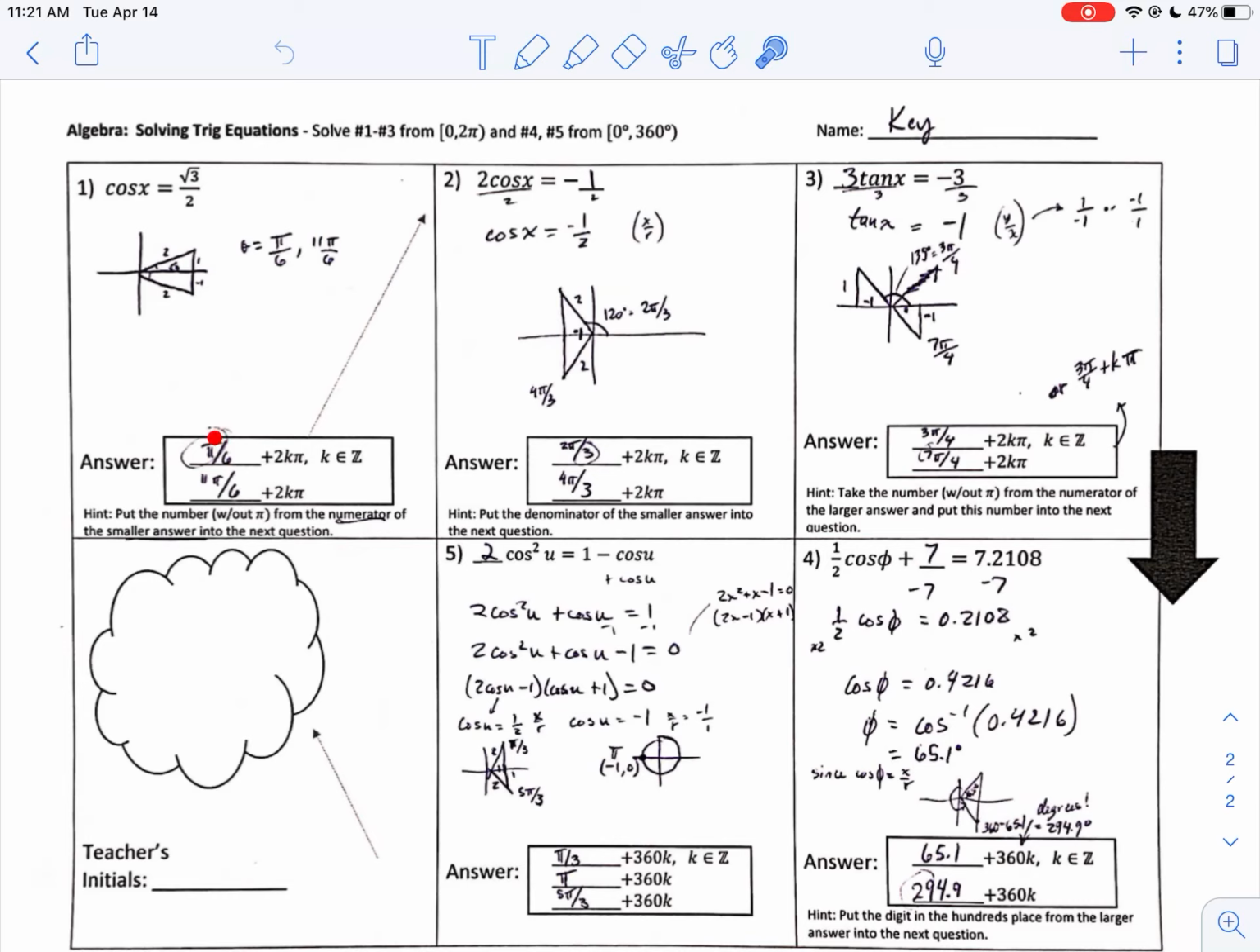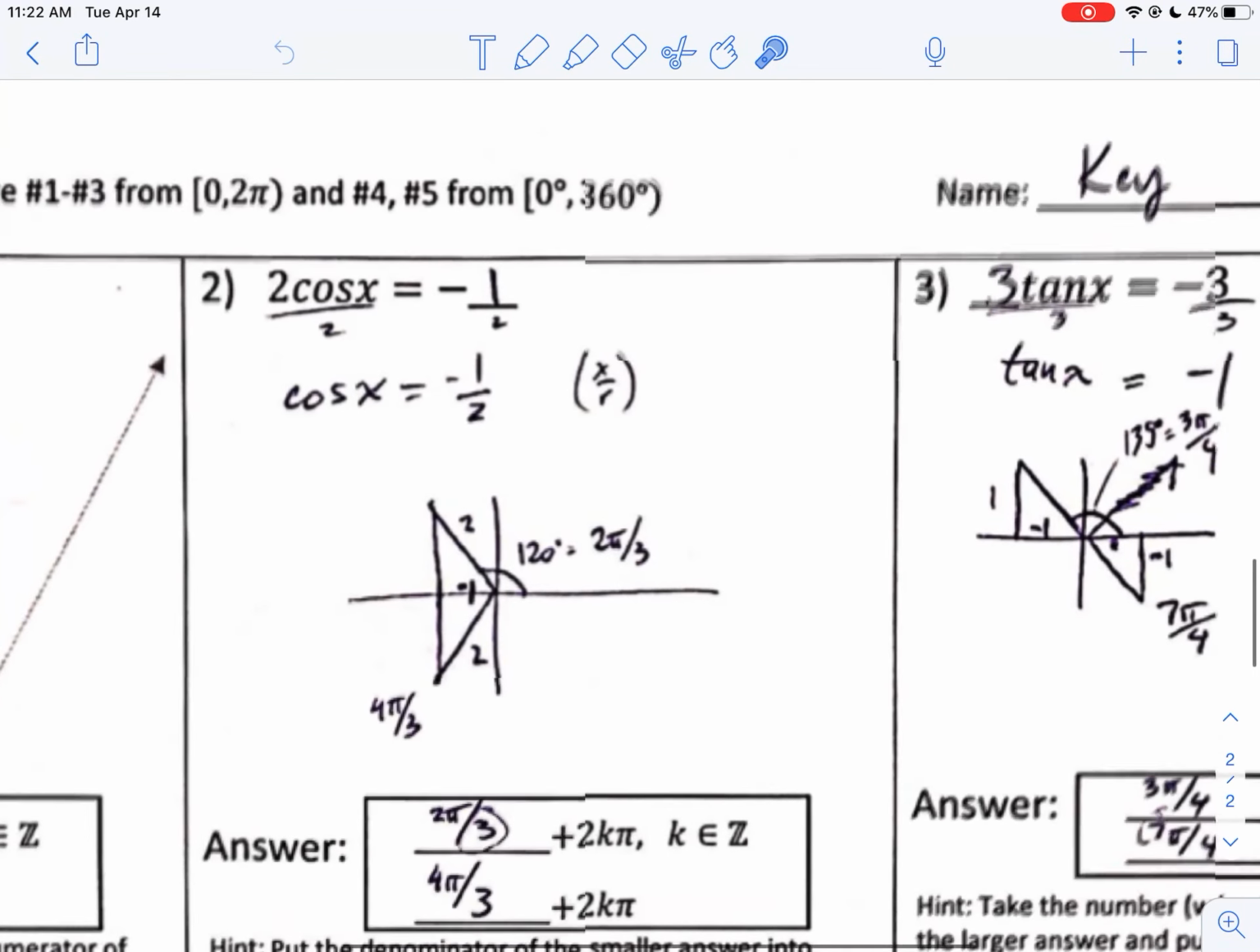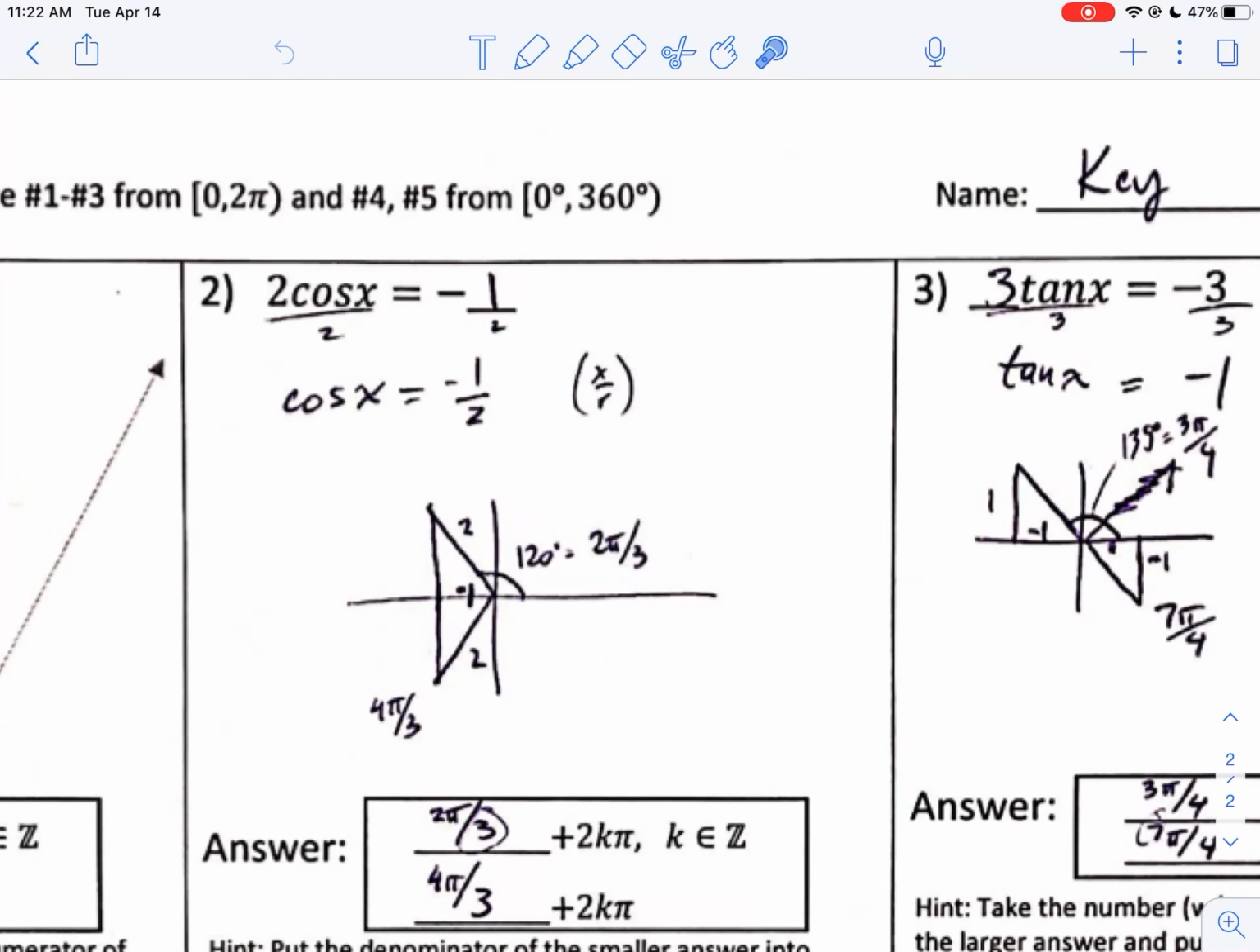The hint says put the number without pi from the numerator of the smaller answer into the next question. So if you look at the smaller answer, that'd be pi over 6. The numerator without pi is just a 1. And so I put a 1 up here. And so now we're going to solve this equation.